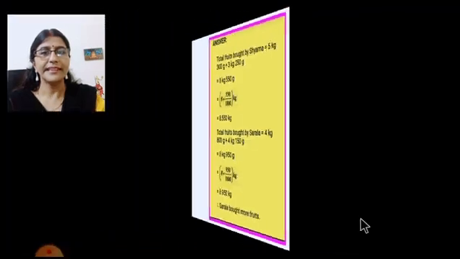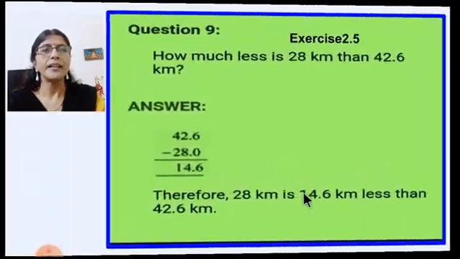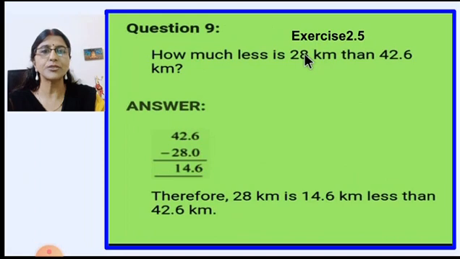Now let us see the next question. Question number 9 of the same exercise 2.5. How much less is 28 kilometer than 42.6 kilometer? When we find out how much less, we have to subtract. First we'll write the bigger number 42.6, then minus 28. And then we are going to subtract these two numbers.